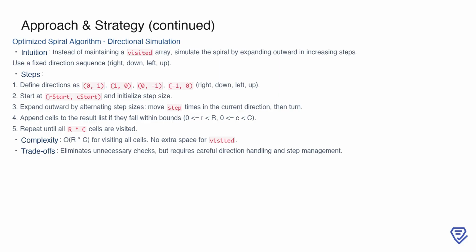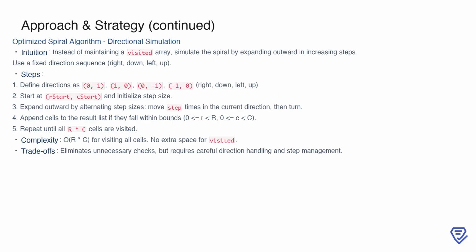Starting from rStart, cStart, we initialize a step size and proceed by moving in the current direction for that many steps before turning to the next direction in the sequence. Each time we move, we check if the current cell is within the grid bounds, and if it is, we add it to the result. This process continues until we've appended all rows * cols cells.